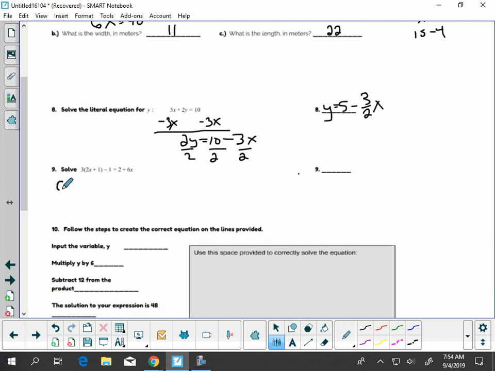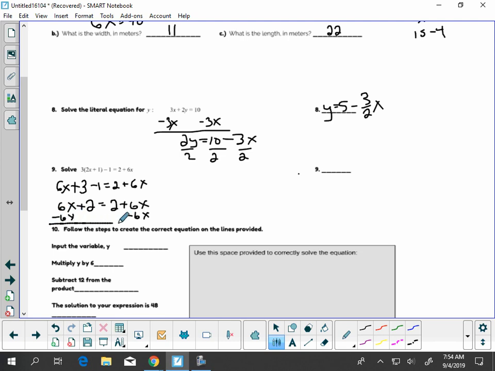I'm going to get 6x plus 3, because I'm using the distributive property, minus 1 equals 2 plus 6x. Combine your like terms that are on the same side of the equal sign. 6x plus 2 equals 2 plus 6x. I'm going to subtract 6x from both sides because I want to get my variables on one side.